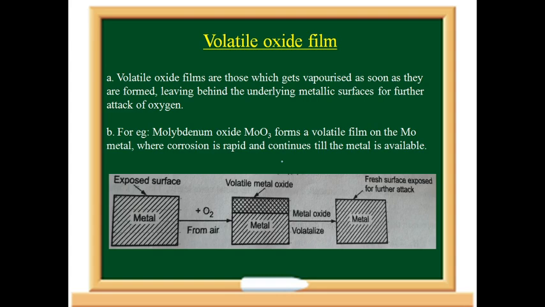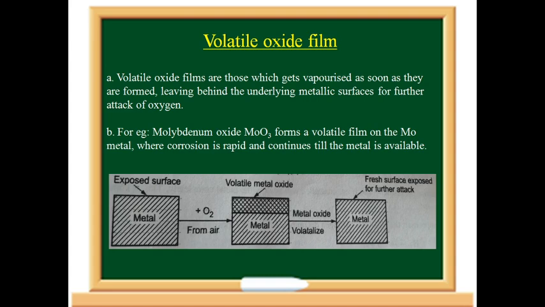So what happens, as soon as the volatile oxide film is formed, the film gets vaporized and once again the fresh metal is left over to get nicely exposed to further attack of oxygen. So this process continues till the pure metal is available, and let me tell you here the corrosion is very very rapid.